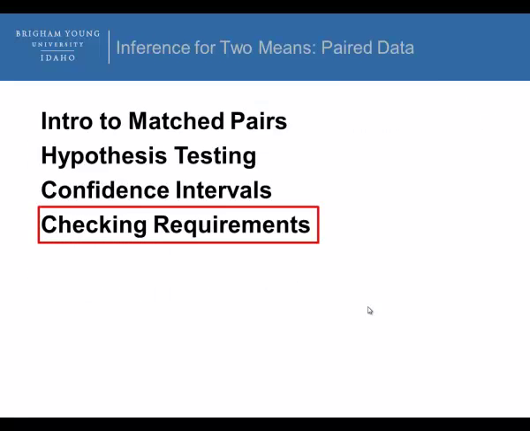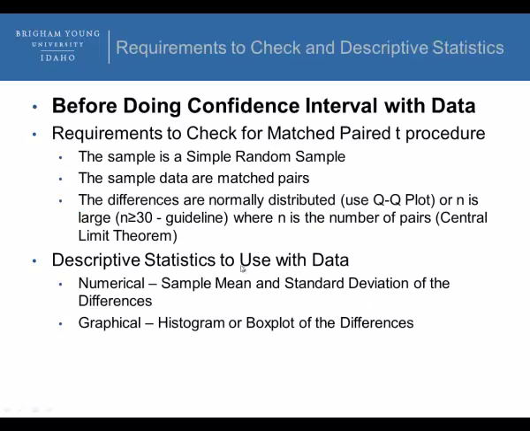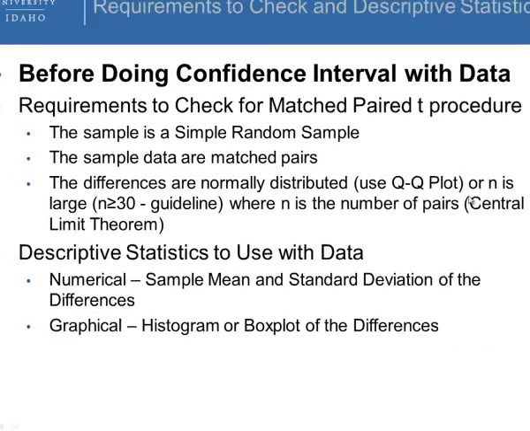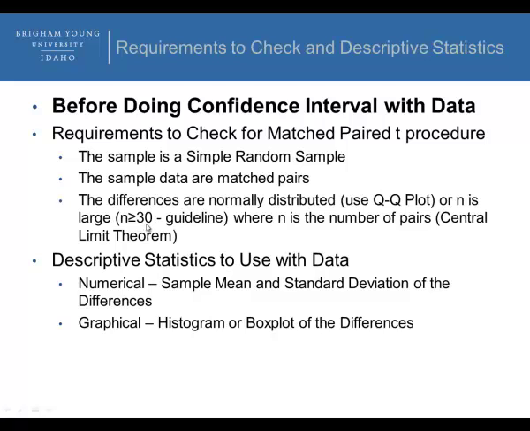Okay. Now, lastly, let's talk about checking requirements. Before doing a confidence interval or hypothesis test for matched pairs or a paired sample t test, we have to assume a simple random sample and that the sample data are matched pairs. But given some data, which we'll give you throughout this course, if we give you matched pair or paired sample data, then we have to see if the differences are normally distributed. So we have to use a QQ plot. Or if n is large, if n is greater than or equal to 30, that's a guideline, where n is the number of pairs, then we apply the central limit theorem.